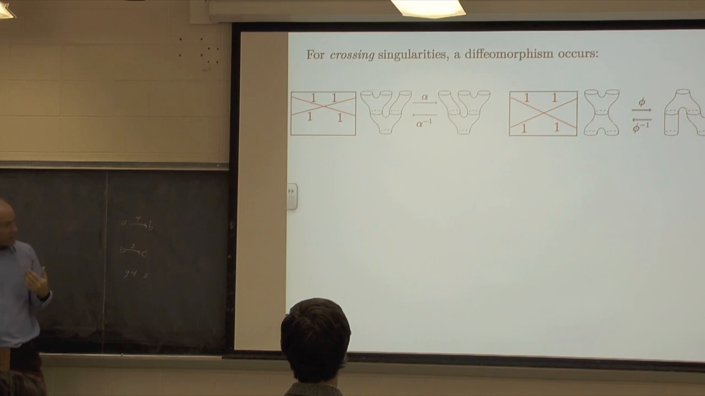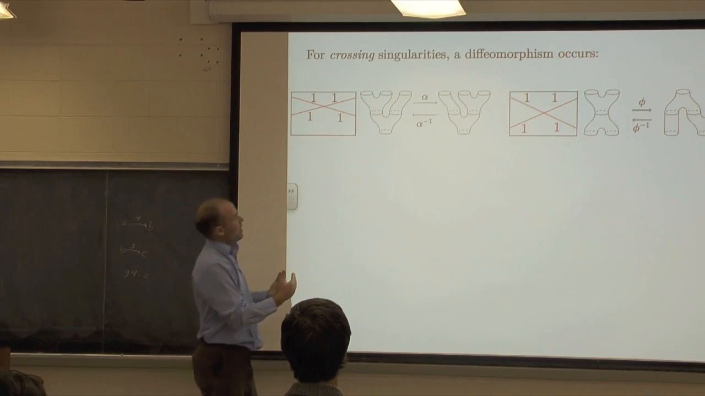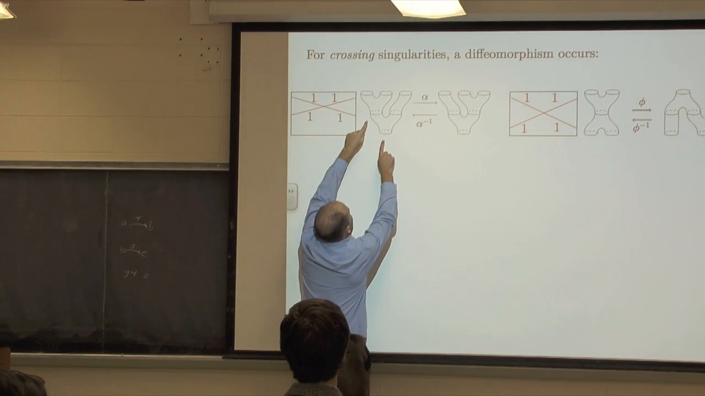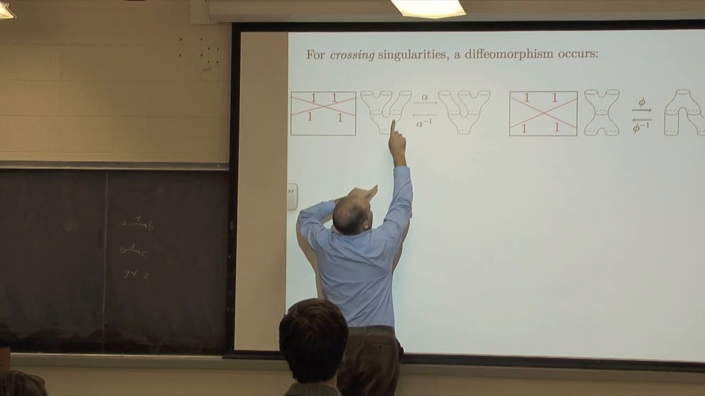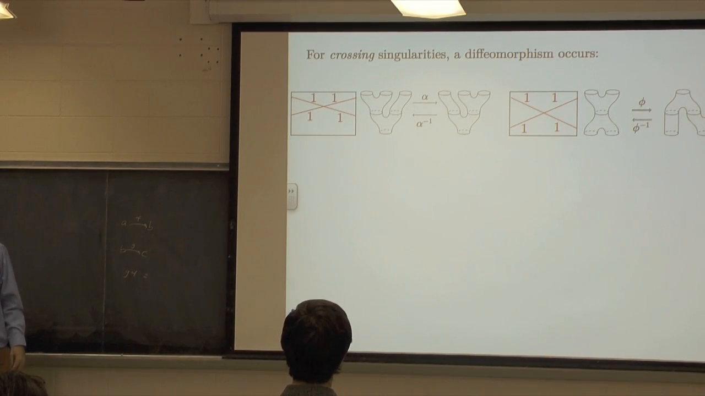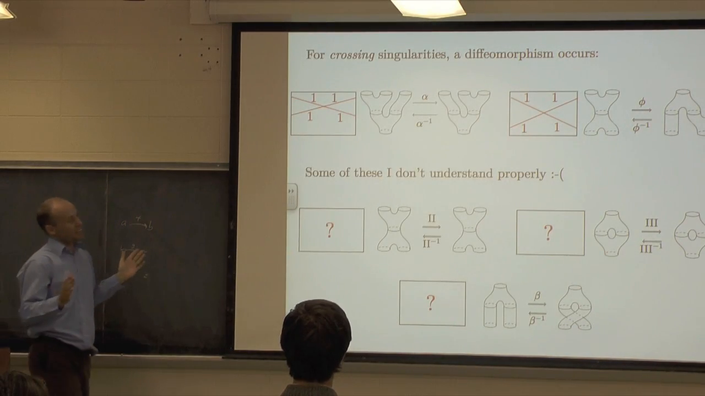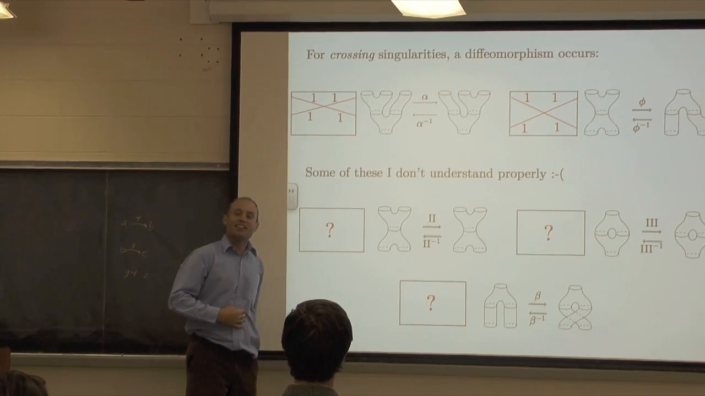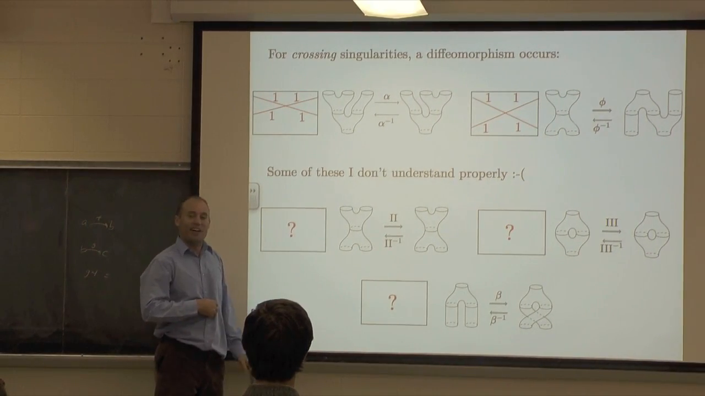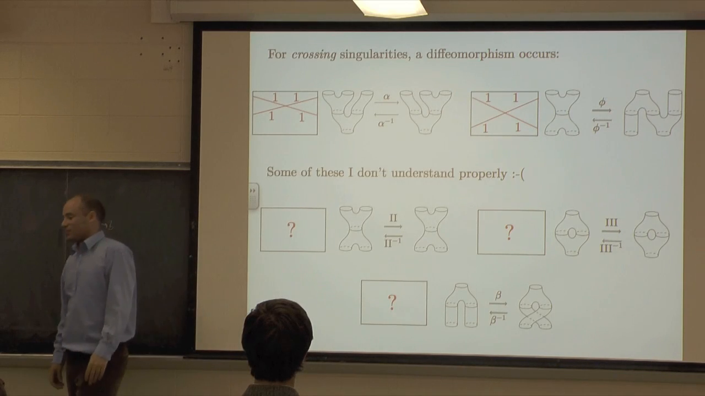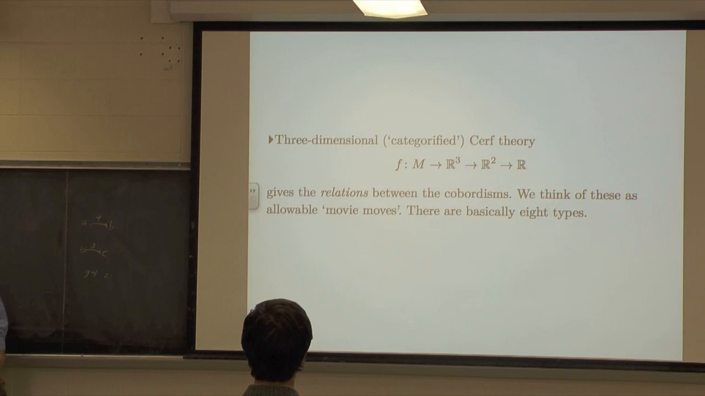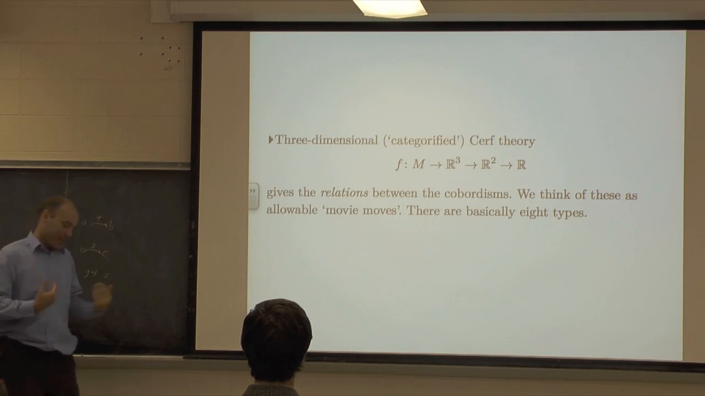You can also, in crossing singularities, have a diffeomorphism occur. So to go from here to here, those index 1 critical points swap places. Similarly for those other diffeomorphisms. So I'm building up the generators now. But I have to be honest, there's a lot of this stuff that I don't understand yet. David's helping me. Some of these, it's not so clear to me what's going on. But that's how we get the generators.